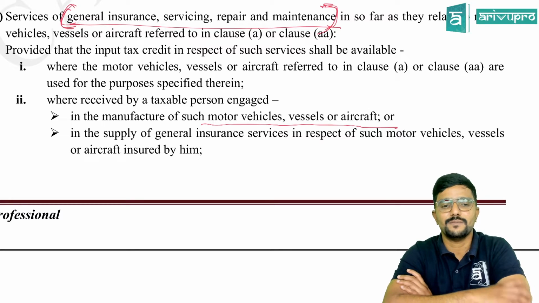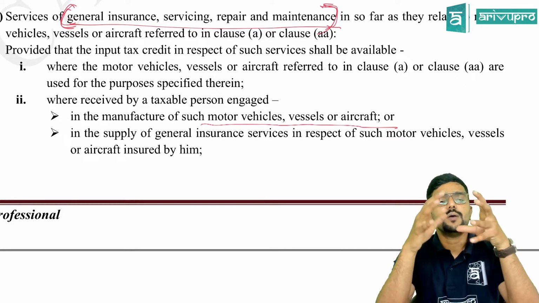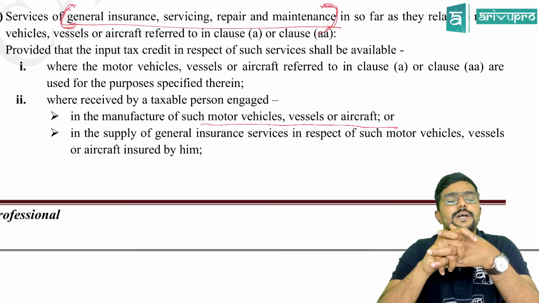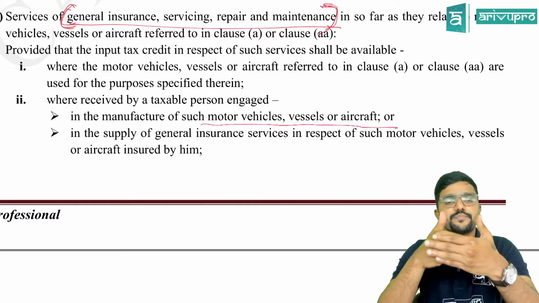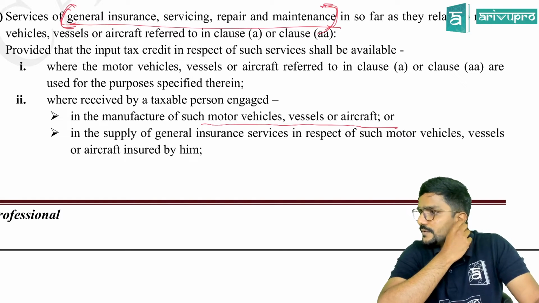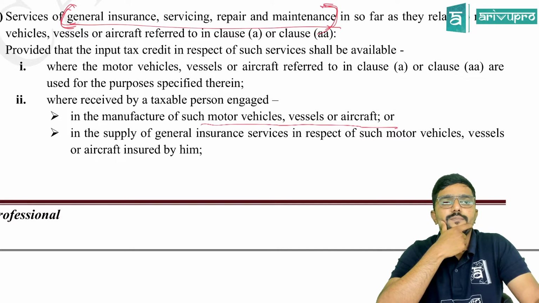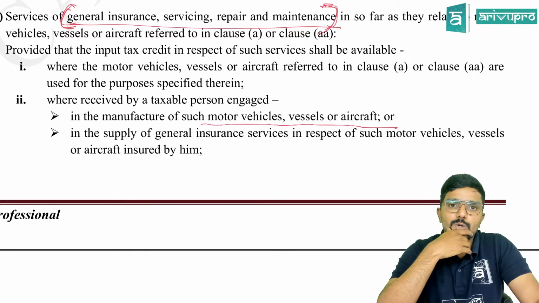Next, in the supply of general insurance services in respect of such motor vehicles, vessels or aircraft insured by him. This is a scenario of reinsurance. Clear? Especially when the amount of risk is more, the insurance company will reinsure it with others. For example, assume I have taken a general insurance from ICICI, for 1 crore, for 1 crore on my ship.